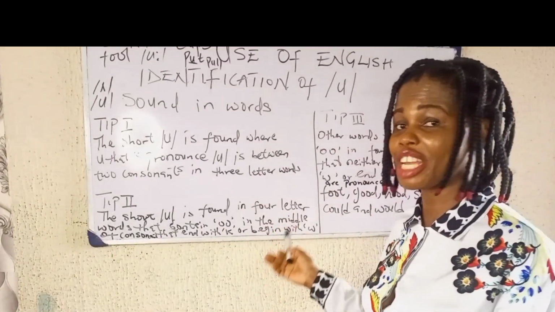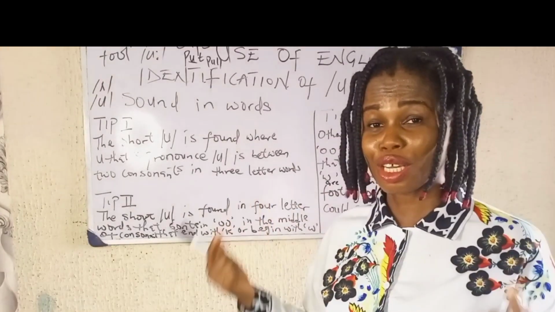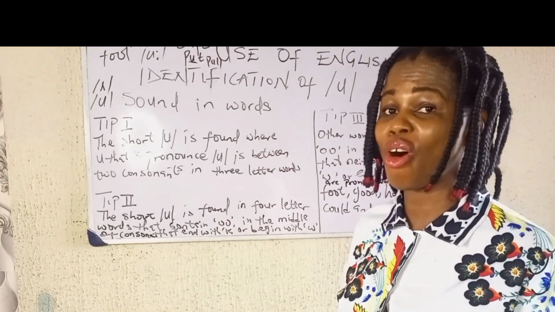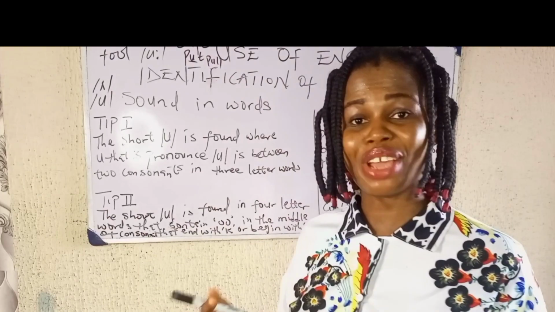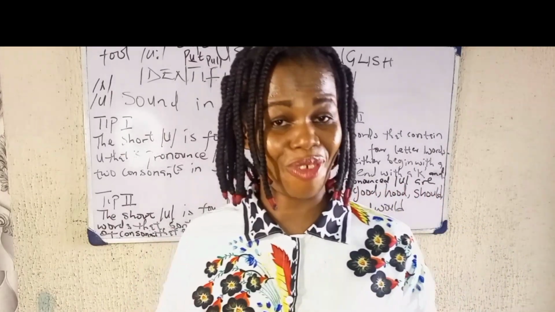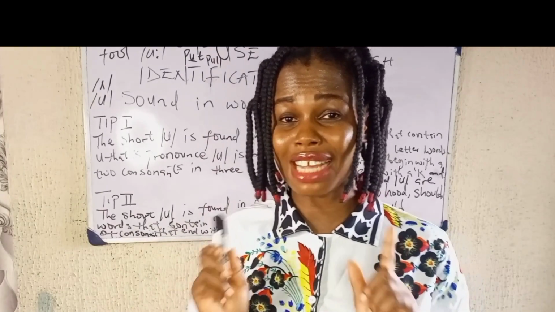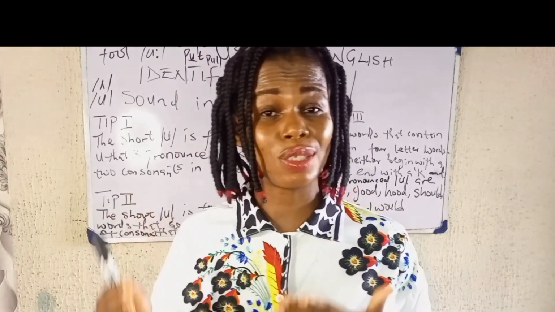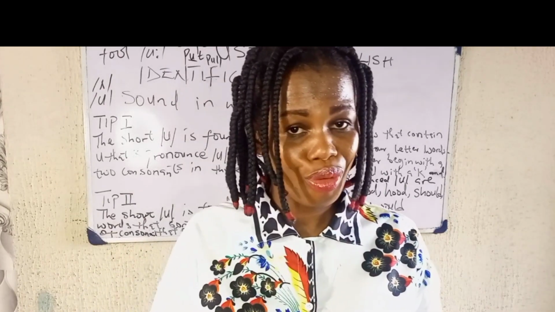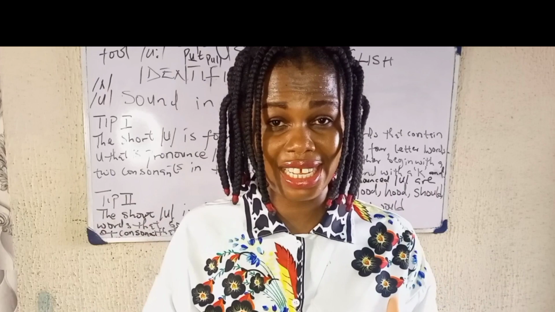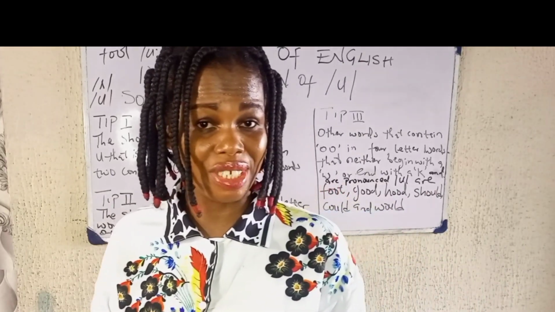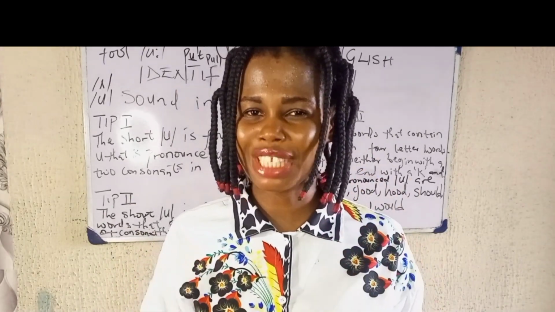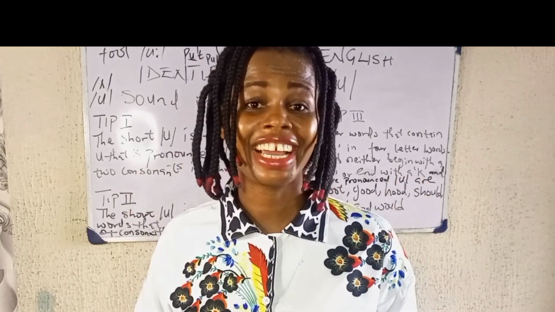The short U is found in four-letter words that contain double O in the middle of two consonants that begin with W or end with the letter K. Now when you have OO in the middle of two consonants in four-letter words, the OO is going to be pronounced as the short O if the word begins with the letter W or the word ends with the letter K.